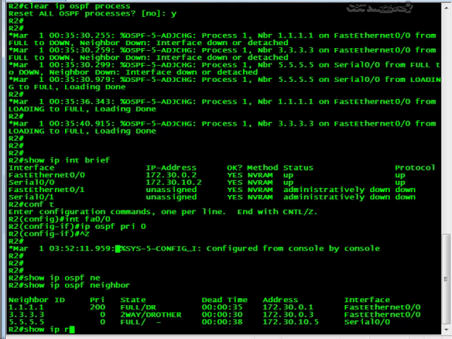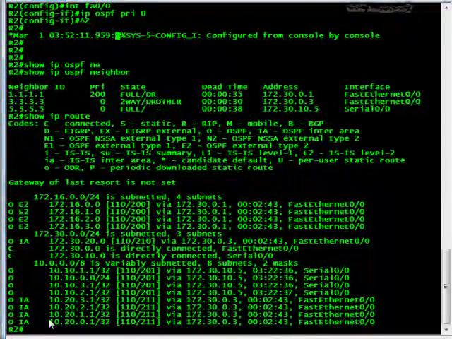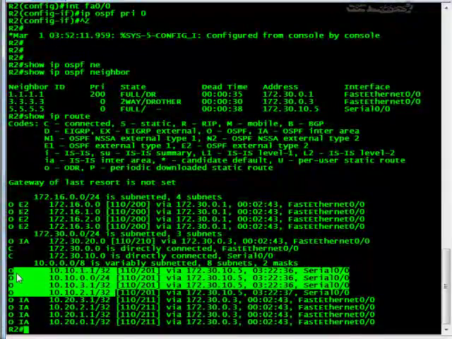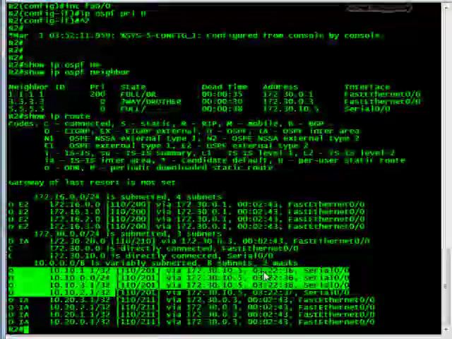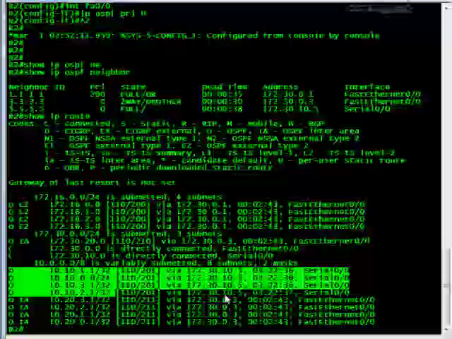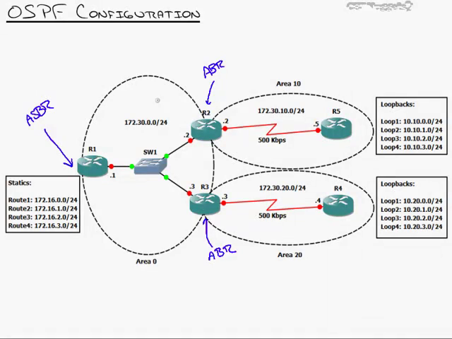Doing a show ip route, there are all our 10.10 networks. These are all coming from router 5, these loopback interfaces. So I need to summarize those as I go into area 0. The command we're going to use is area X range, and then our summary address. In this case, we're going to go into the ABR and say area 10 range, and then whatever our summary address will be that encompasses all those.